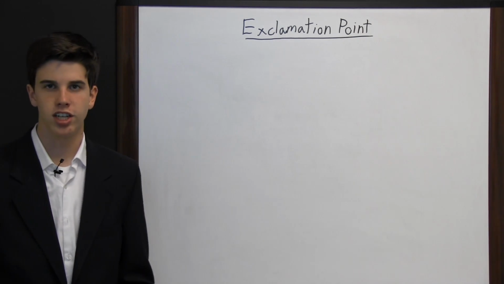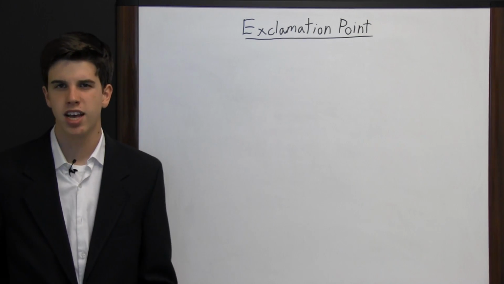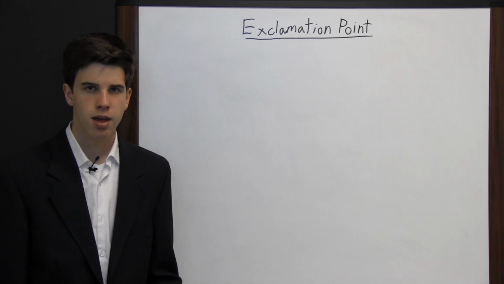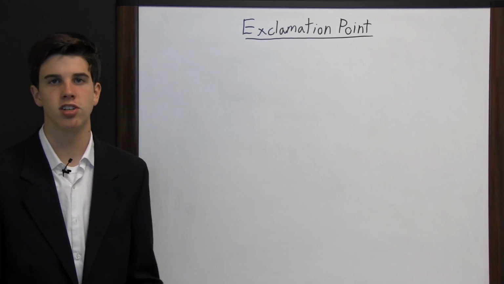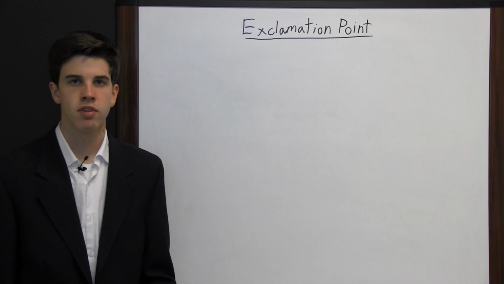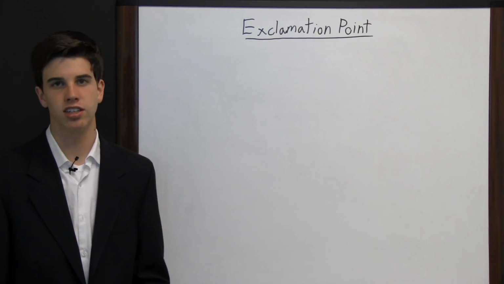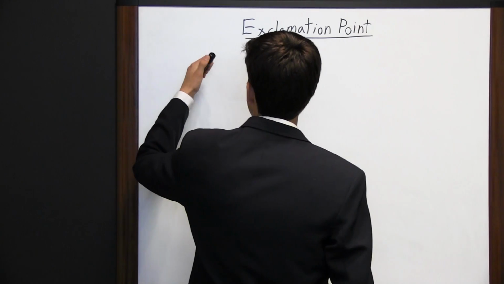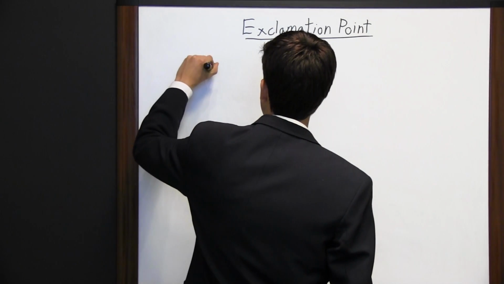The exclamation point is used to show strong emotion. It's important that writers only use the exclamation point sparingly, because if it's used too much, it loses its effect. So make sure it is only used when it is actually needed. So take a look at this sentence. Look at that sunrise.